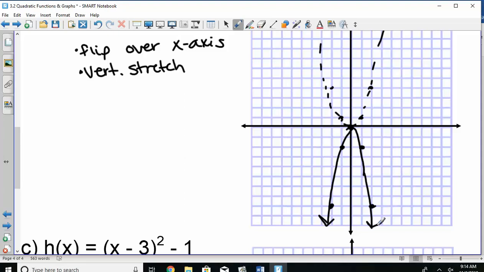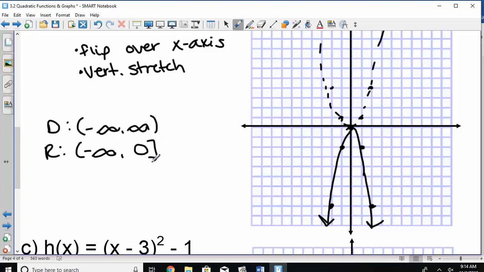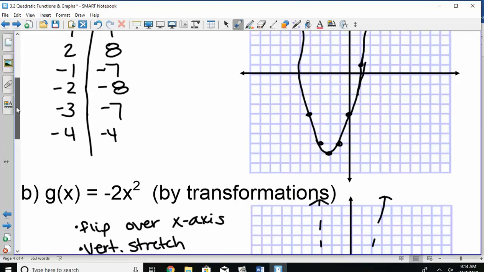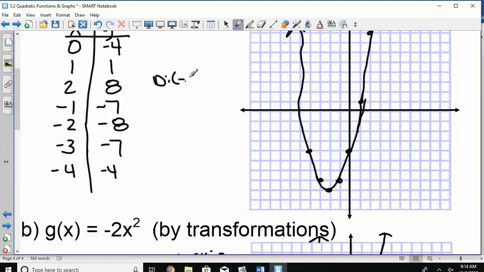I think I failed to do it on the first one, but I did also ask for the domain and range on this. So let's go ahead and do that real quick. What's the domain of this one? And that will always be the case. What is the range? Good. What about on part A? What's my domain? What's the range? Good.